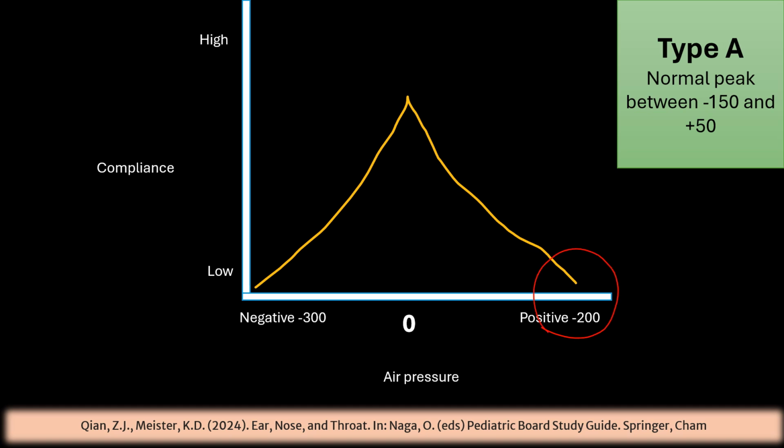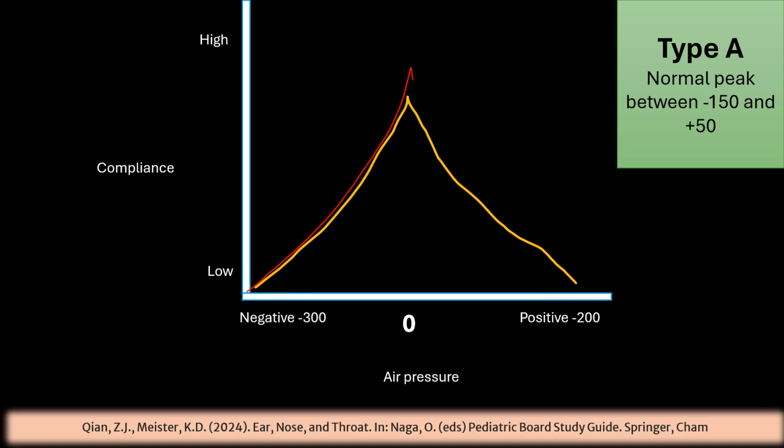On the positive side, the tympanic membrane here is very stiff with least compliance of tympanic membrane. Here, the tympanic membrane is very stiff with negative pressure and least compliance of tympanic membrane. In 0, this is the most compliance of tympanic membrane. This is normal type A with normal peak.